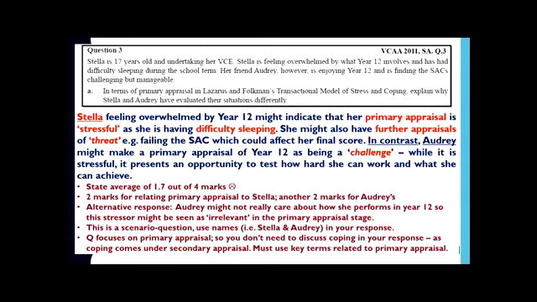You can say that she could have further appraisals of threat. For example, because she's so stressed, she could fail the SAC in the future. It could potentially happen. Yeah, that's fine. You don't always have to only take it from the scenario. You can use the scenario to justify it.